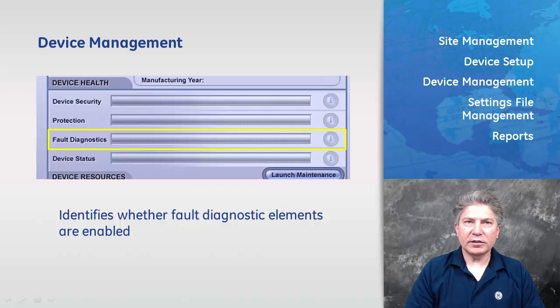The fault diagnostics health indicator identifies whether the fault diagnostic elements are enabled. Fault diagnostic elements include the trace memory, oscillography, the fault report, the event recorder, and the data logger. So the standard logic for this one is if it's red, then of course there's no fault diagnostics elements enabled. If it's yellow, one fault diagnostic element is enabled, but of course you have to understand this is going to limit your ability to investigate the system fault.